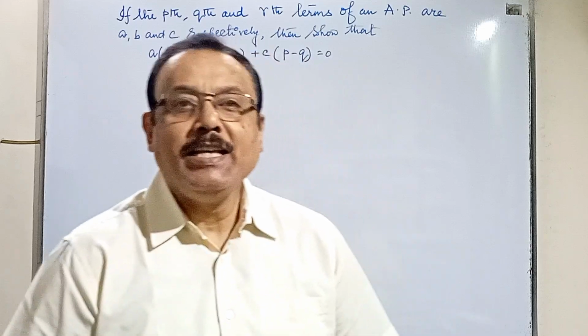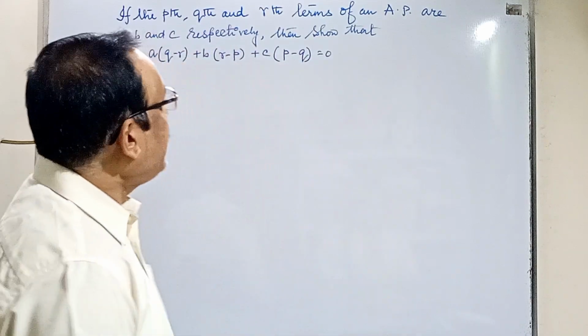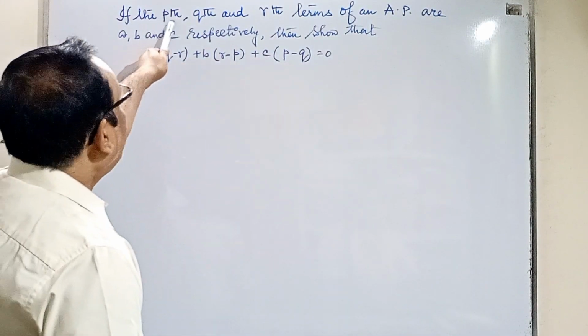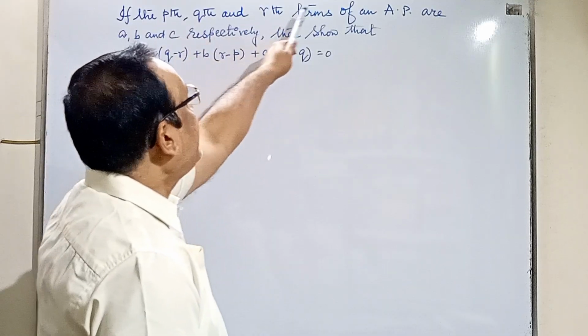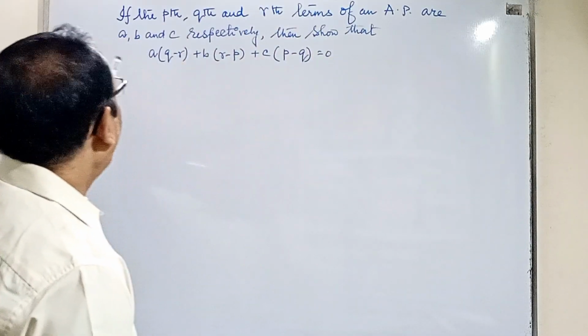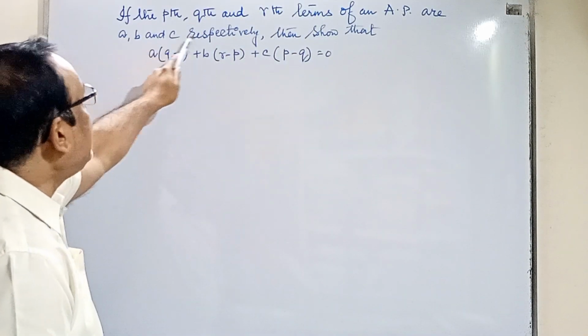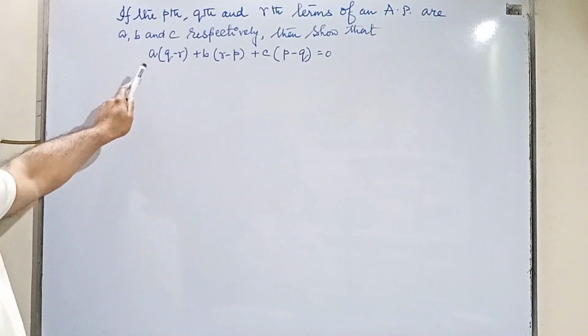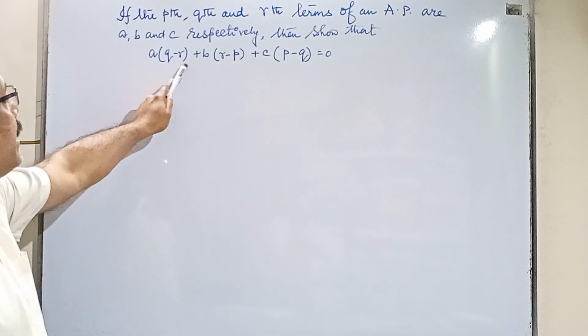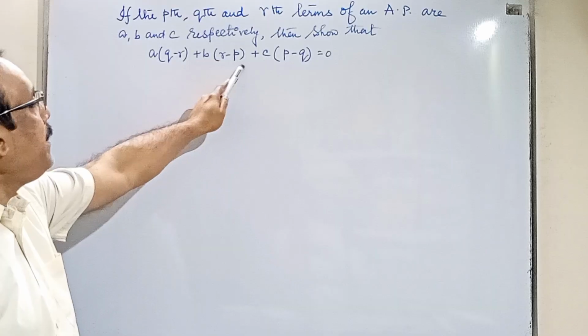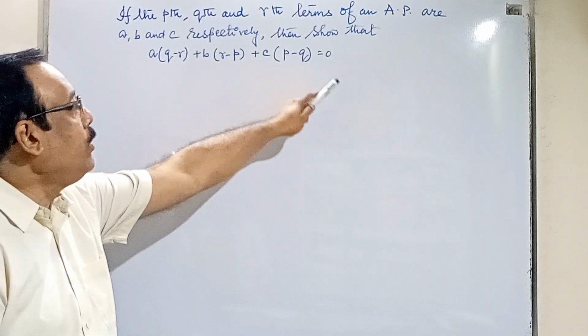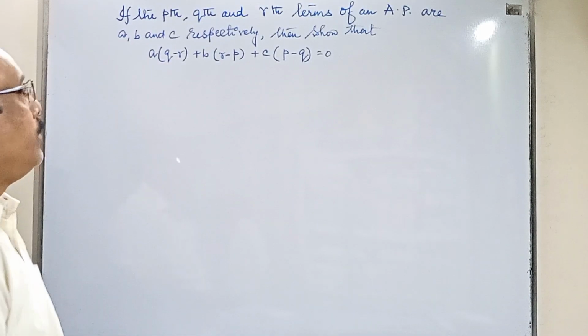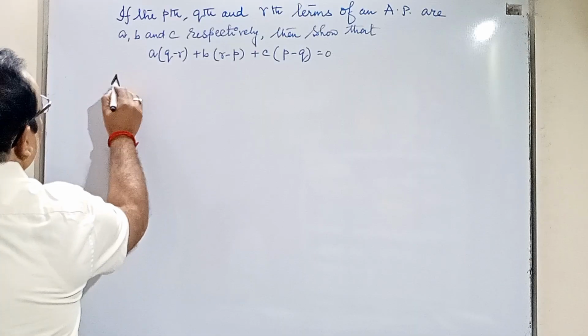Our today's question is from arithmetic progression. The question is, if the pth, qth and rth terms of an AP are A, B and C respectively, then show that A into (Q minus R) plus B into (R minus P) plus C into (P minus Q) would be equal to 0.